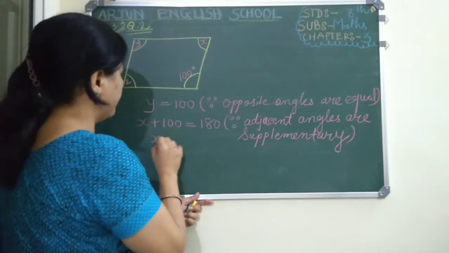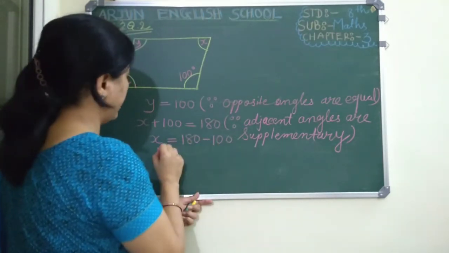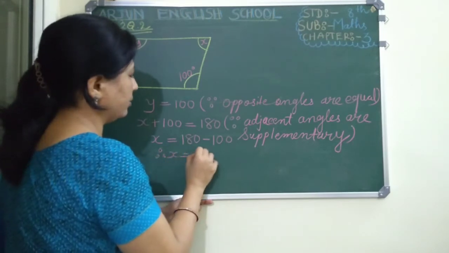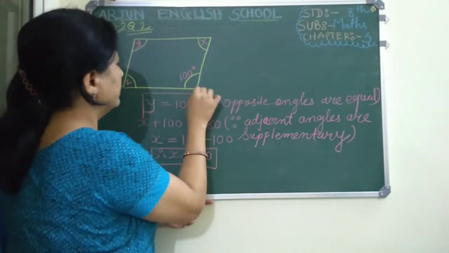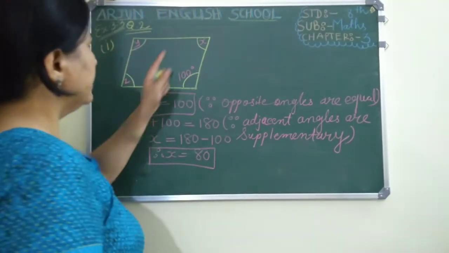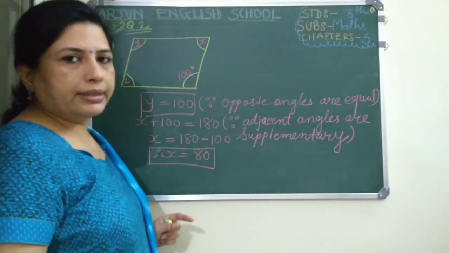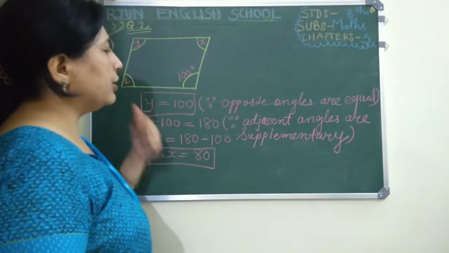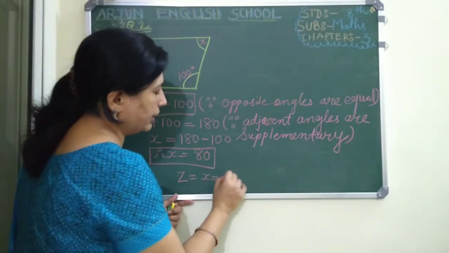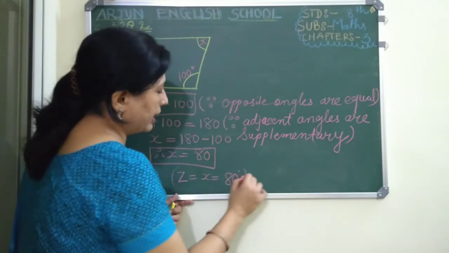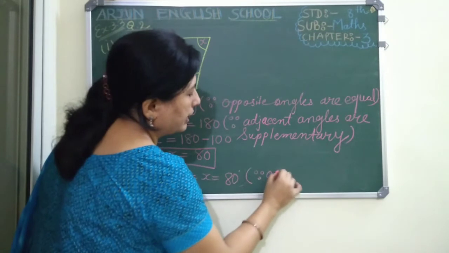Now let us find X. X is equal to 180 minus 100. Therefore X is equal to 80. If X is equal to 80, then Z is also 80 because opposite angles. So I am writing here Z is equal to X is equal to 80, and I will write in brackets because opposite angles.